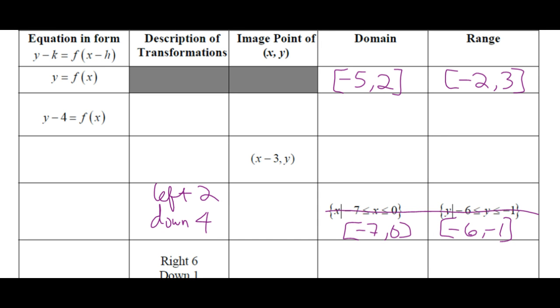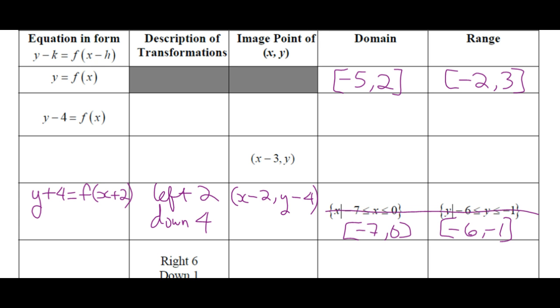Now from that, I can write my equation in the form. Now notice it's in this form. The k value is on the left, right? It's y minus k. So what do I write to go down 4? y plus 4 is equal to f, and I want to go left 2, x plus 2. And the image point was (x, y), so now it's (x minus 2, y minus 4), right?